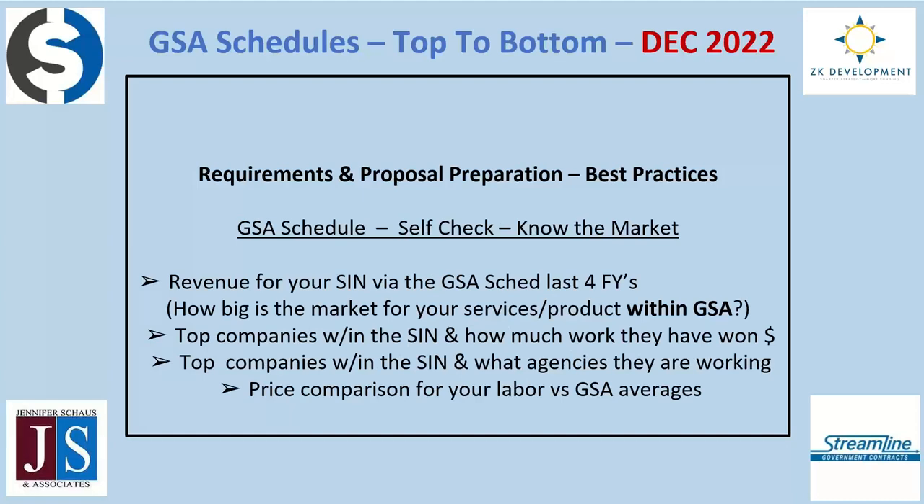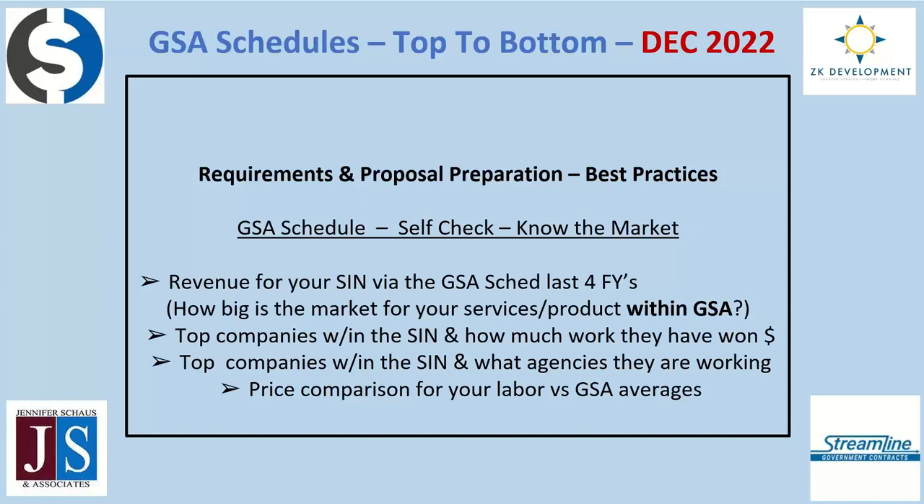So some things that you should be able to answer by using data, whether it's GovSpend or FPDS or SAM.gov or USAspending or any of the other data sets, databases that are out there. You should know how much revenue for your particular special item number is going through the schedule for the last 4 years. Typically, I would say the last 3 years, but because of the pandemic, there were some peaks and valleys during that year. So you want to make sure that, if you're selling event planning services, there were probably some valleys during the pandemic. If you were selling sanitation and cleaning and medical supplies, you probably saw a nice uptick during the pandemic.